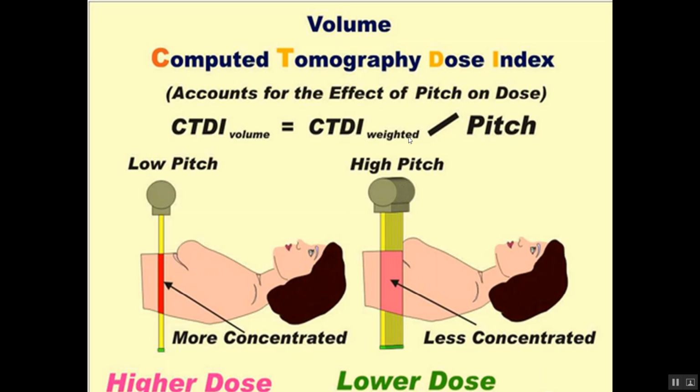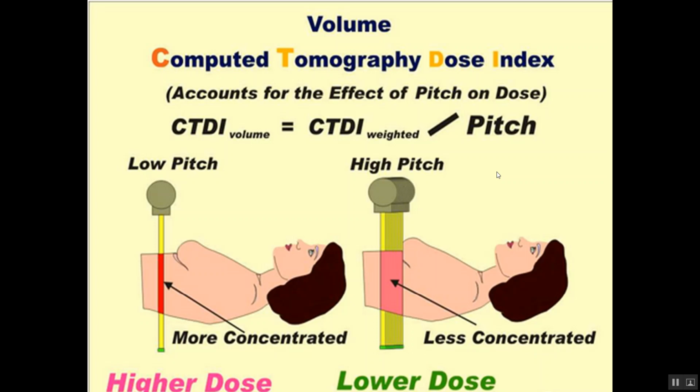But when you scan a patient to get one slice, the table movement is important, which is represented by the pitch factor. If you scan the patient very fast and the table movement is very fast, the dose absorbed by the patient will be low. And if you scan the patient slowly, so your pitch factor is very low, the patient dose will be higher. So we will put another term, which is called pitch.